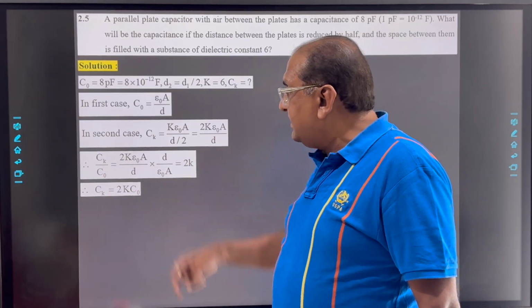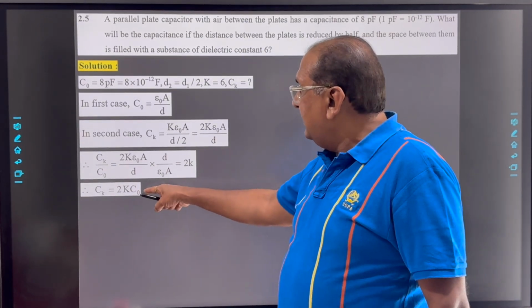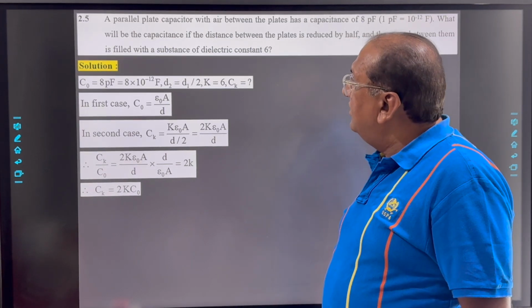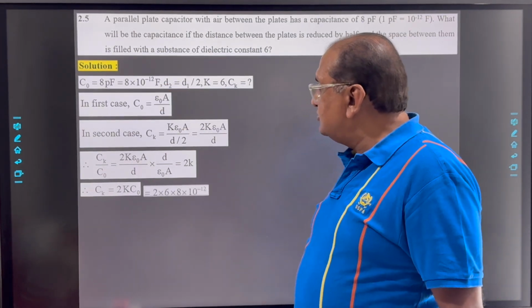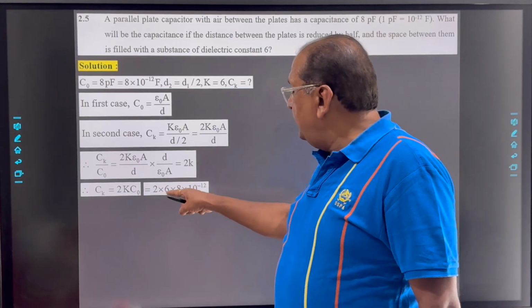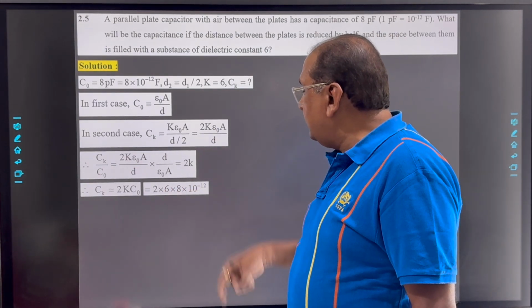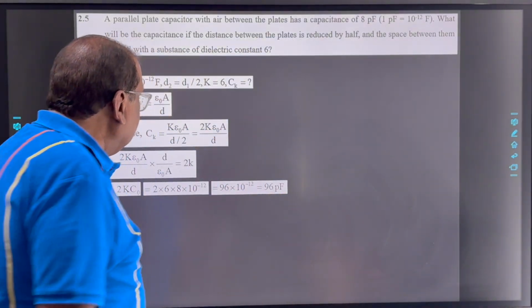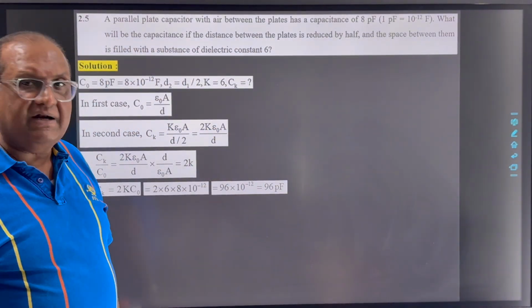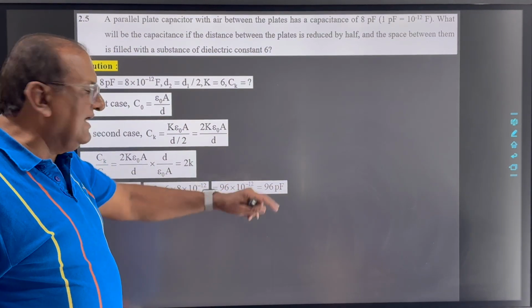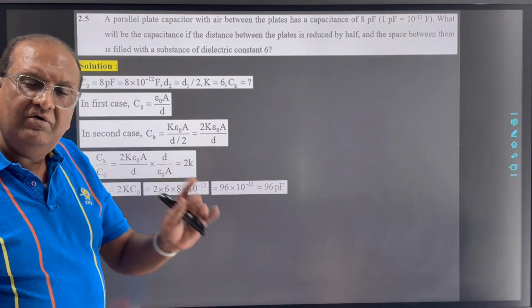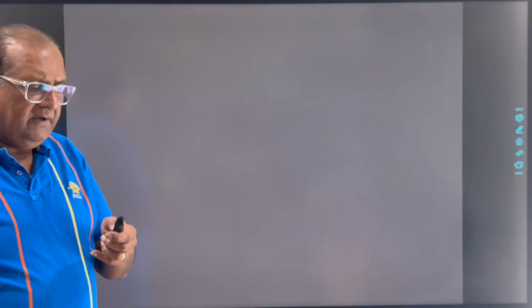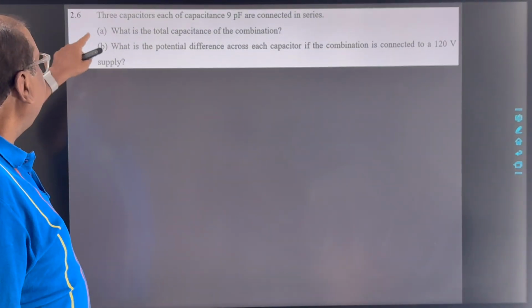Now here substitute K equal to 6 and C0 equal to 8 into 10 raised to minus 12. So 2 into 6 into 8 into 10 raised to minus 12. So you will get the new capacitance, that is 96 into 10 raised to minus 12, or we can say that is 96 picofarad. Clear? Now exercise 2.6.